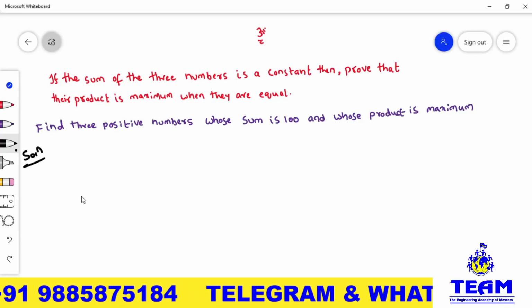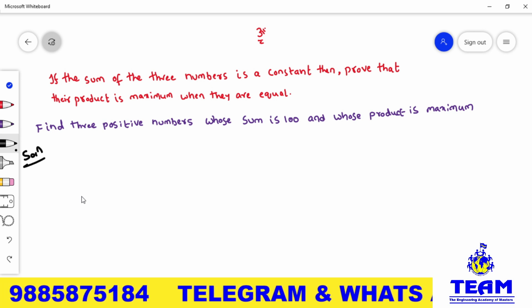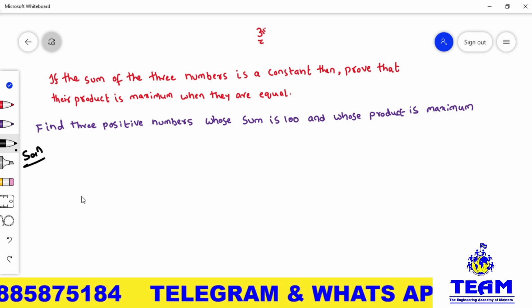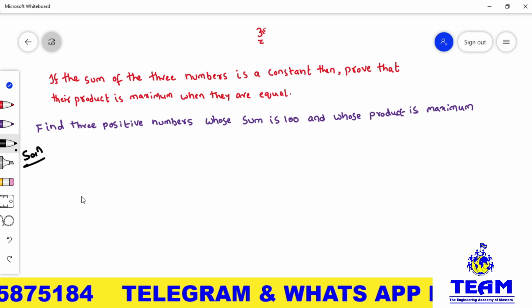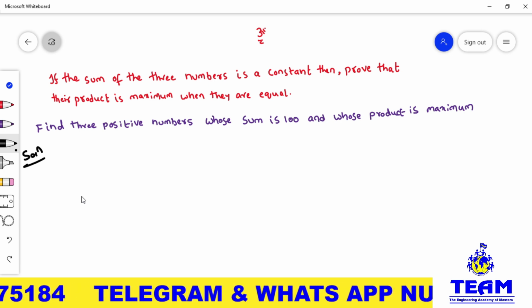Friends, in this video, we are solving a problem on maximum and minimum. This topic is chosen from functions of several variables, or multivariable calculus.